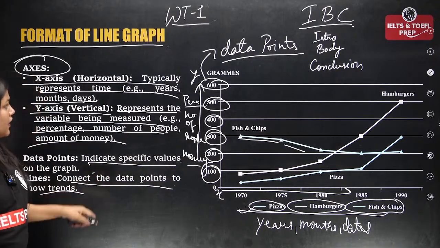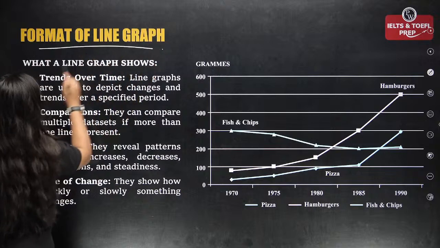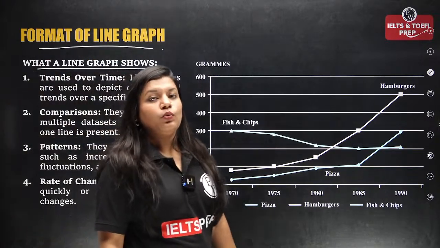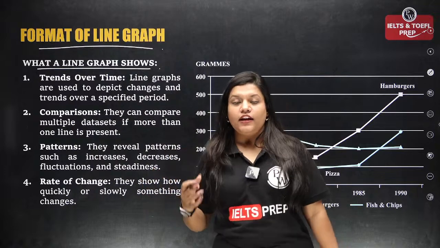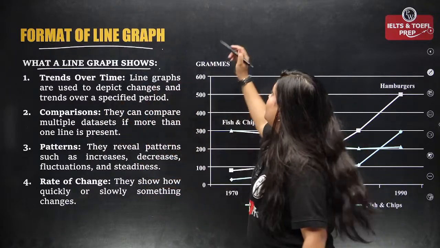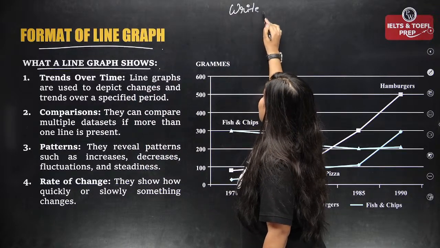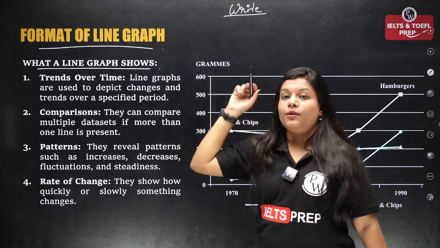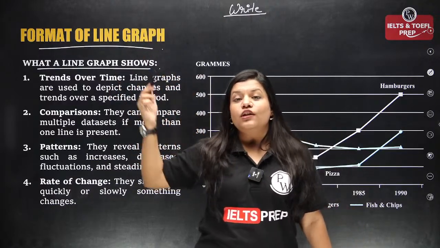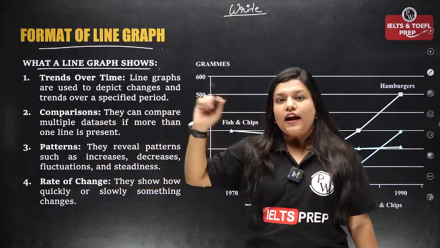Fine. Now, again, what does a line graph show? Why is it important for you to know what a line graph shows? Because it will make you clearer on the portion that you need to write in your answer. I have told you about the bar chart, which shows the change in percentage, the growth in a certain category, some or the other.